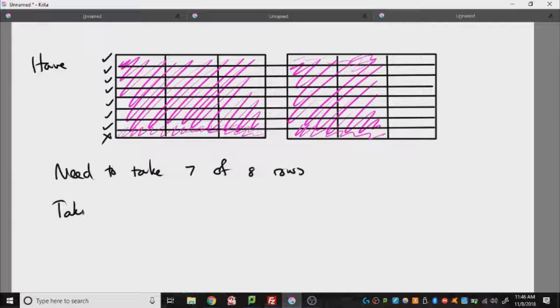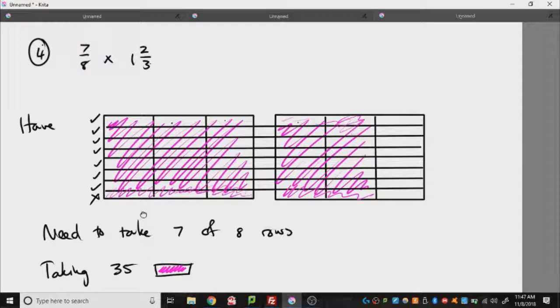So we're taking, each row is 1, 2, 3, 4, 5. So 35 little pink pieces. Then I just need to figure out how this relates to a whole rectangle. So it takes how many to fill a rectangle?